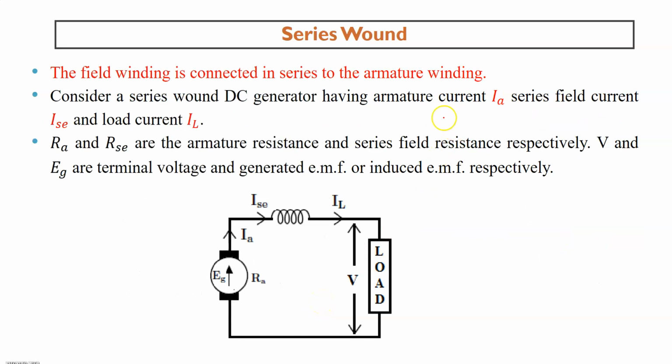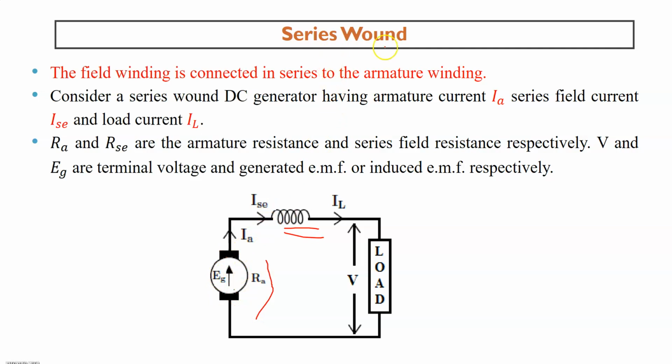Now the series wound generator. In the case of a series wound generator, the field winding is connected in series with the armature winding. That is the speciality of the series wound generator. This is the field winding, and it is connected in series with the armature winding.